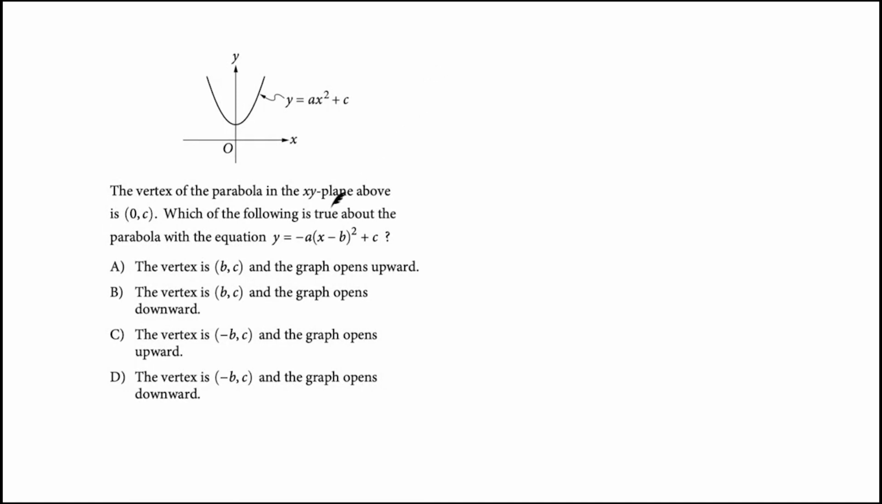Another question. The vertex of the parabola in the xy plane above is (0, c). Which of the following is true about the parabola with the equation y equals minus a (x minus b) whole squared plus c? You see we have the vertex form, and we know that a is less than 0, so the graph has to be n-shaped. And then we have (x minus b) squared plus c, so the vertex or the turning point is (b, c). These are the things that you can easily identify from this form.